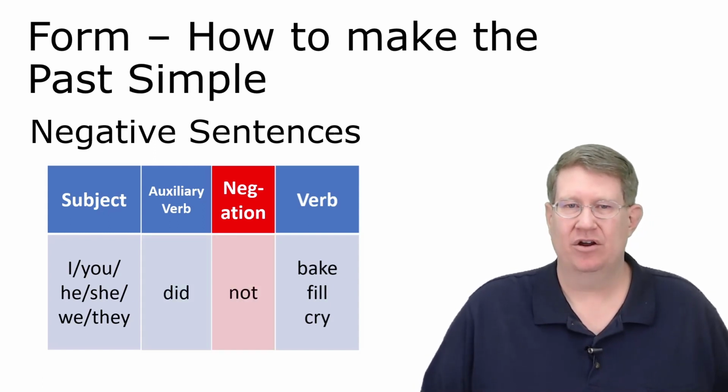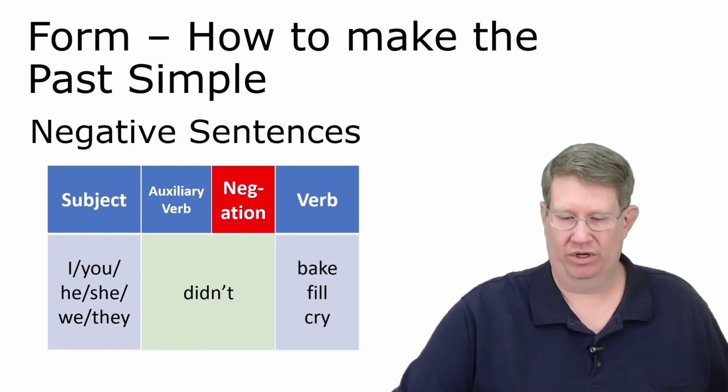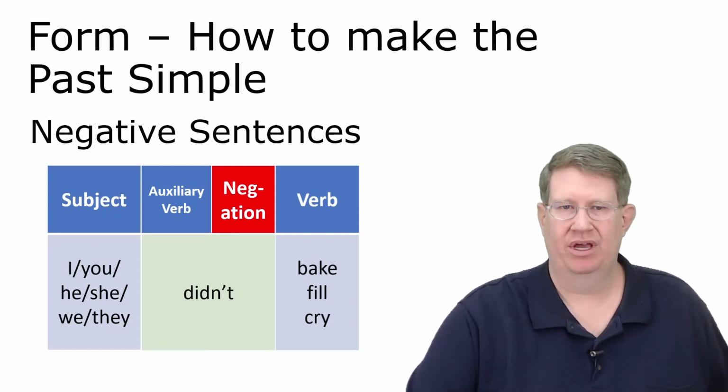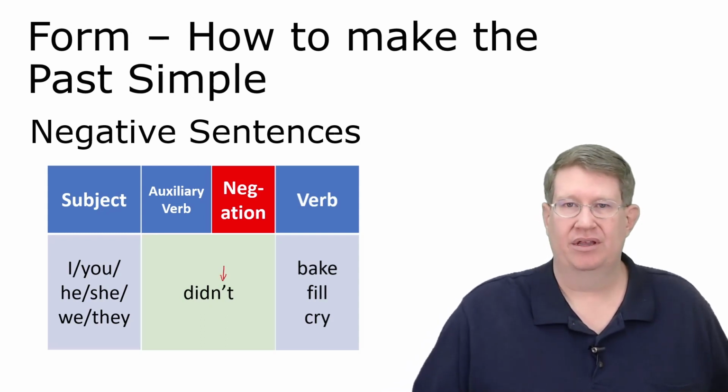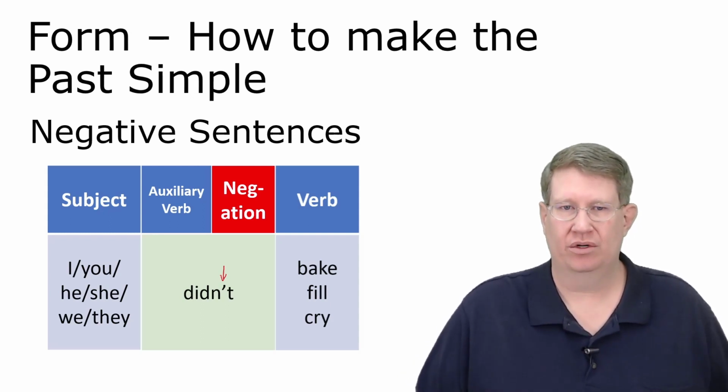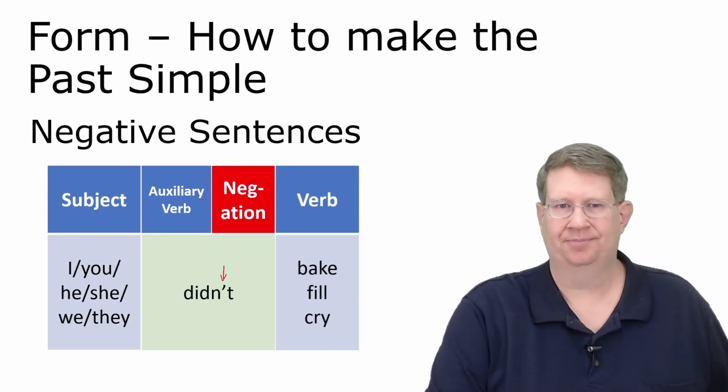And one other thing that we can do here is we can make a contraction. So did not gets put together into one word, didn't. One thing that people sometimes have trouble with is where to put the apostrophe, and it goes between the N and the T. You can think of it as the O changing to an apostrophe. Sometimes people put that in the wrong spot.